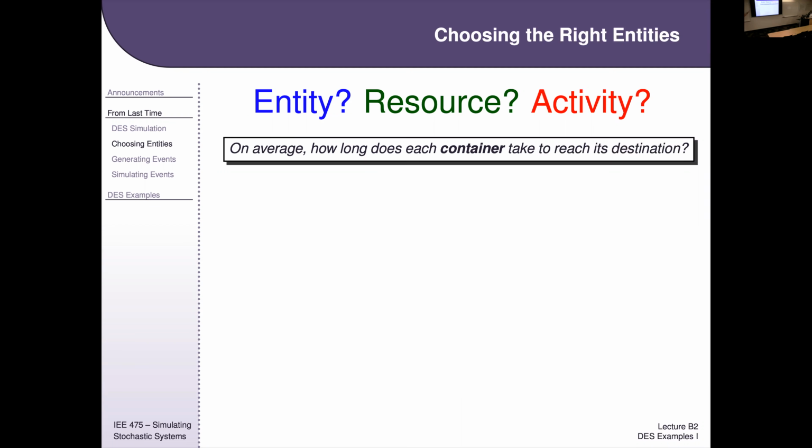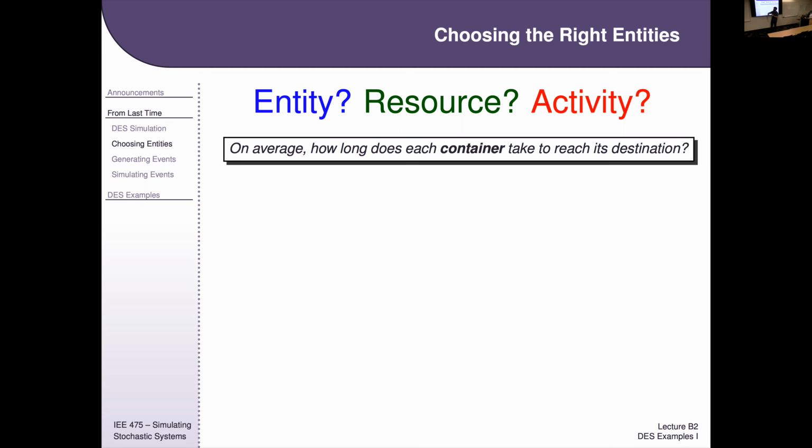In the shipping system, if I'm asking how long does each container take to reach its destination, when I ask what are the entities, what I'm really asking is what things are being delayed. I want to measure something that's being delayed, and the thing that's being delayed is the entity. So what are the entities that are relevant to this question? Anybody? Containers, right.